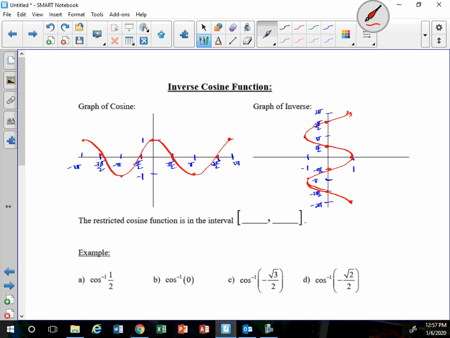All right, guys, there's your graph for inverse cosine. What's wrong? Sam, what are you doing?